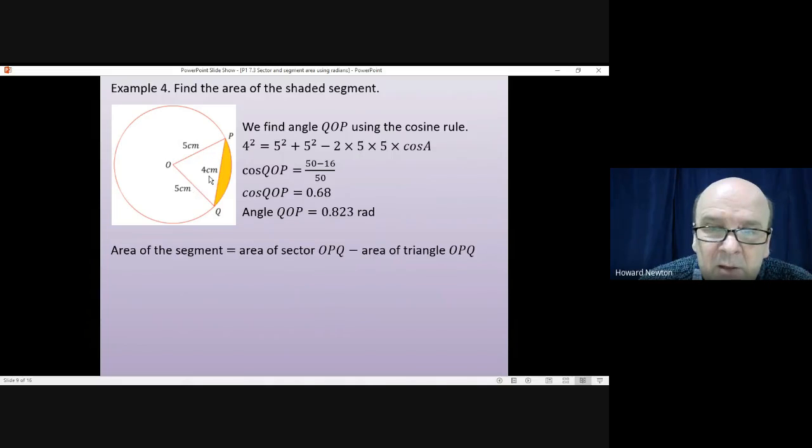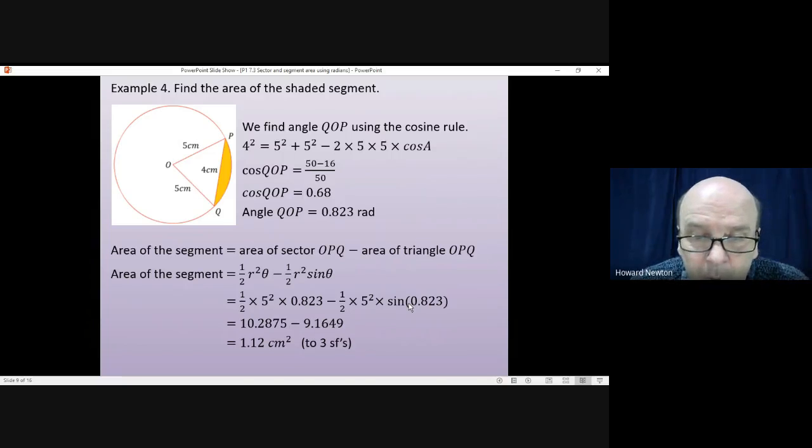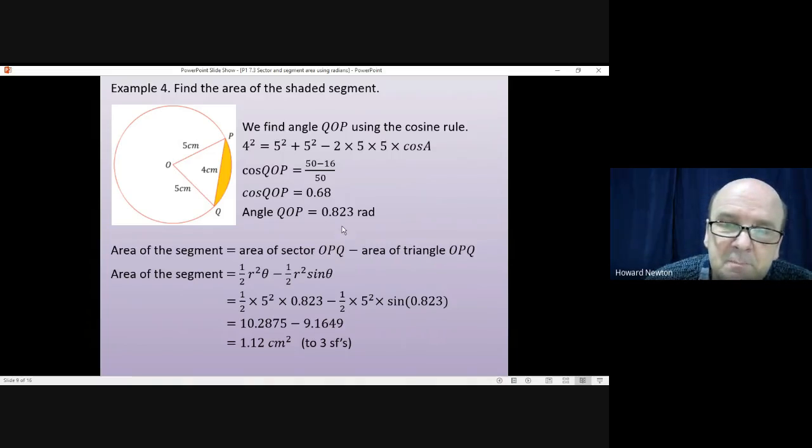Take away the area of the triangle OPQ, which is a half r squared theta minus a half r squared sine theta, which gives us half times 5 squared times 0.823 that we just calculated, minus a half times 5 squared times the sine of 0.823. It's just calculator work from here on. That gives us 10.2875, take away 9.1649, which gives us an area of 1.12 centimeters squared to 3 significant figures.